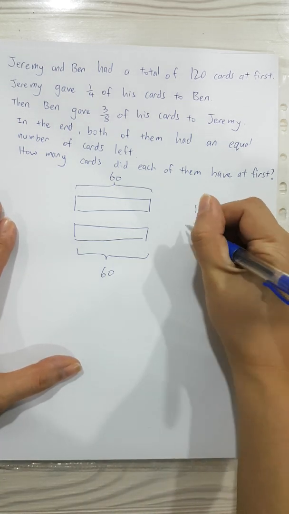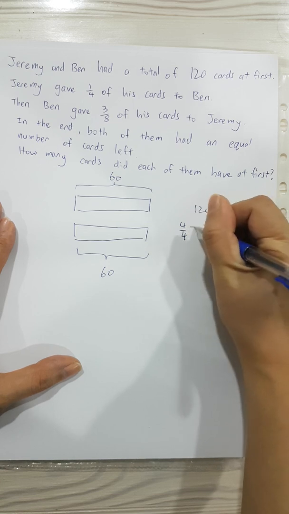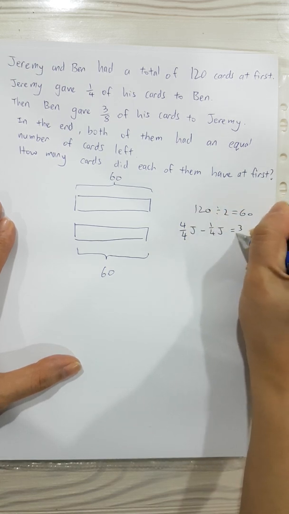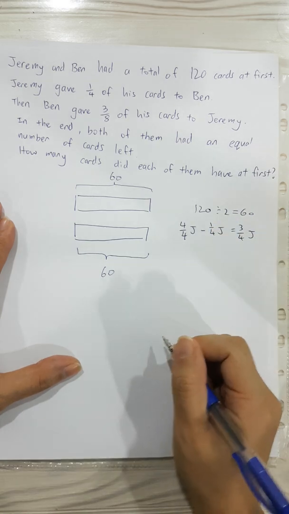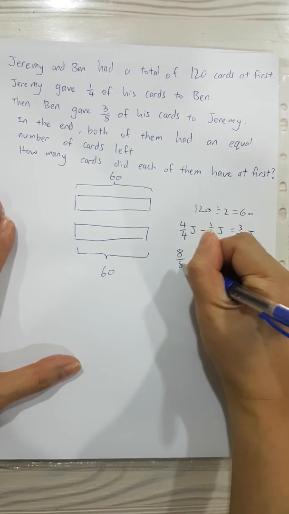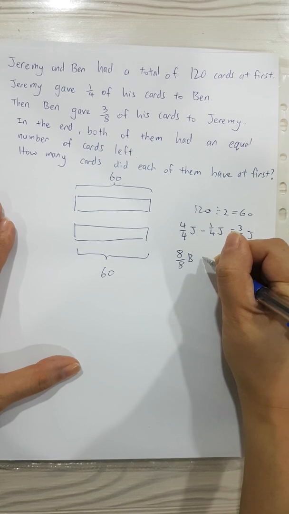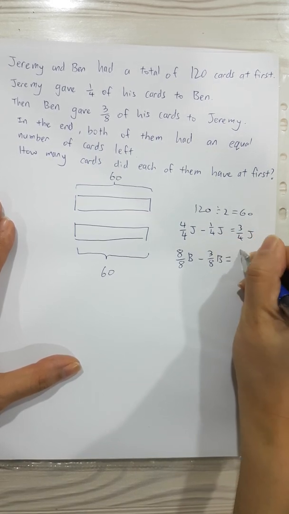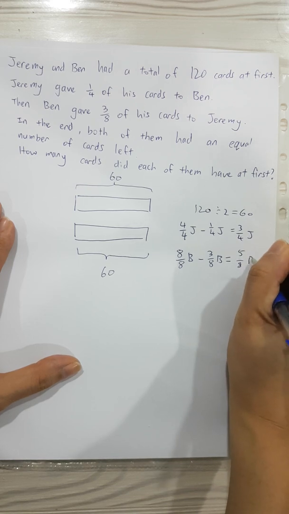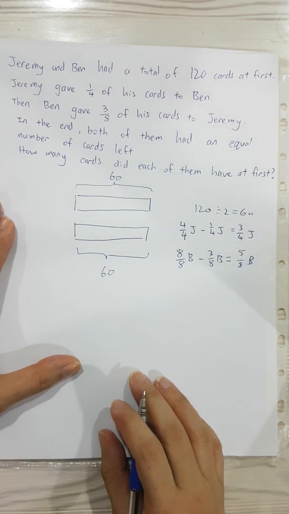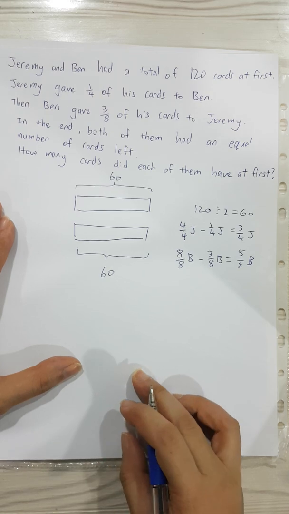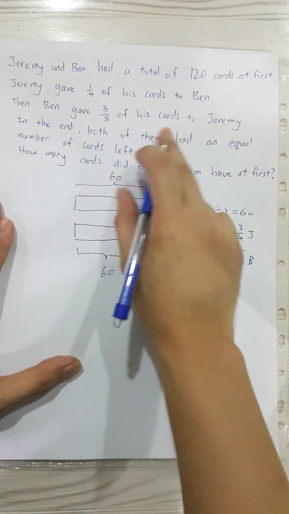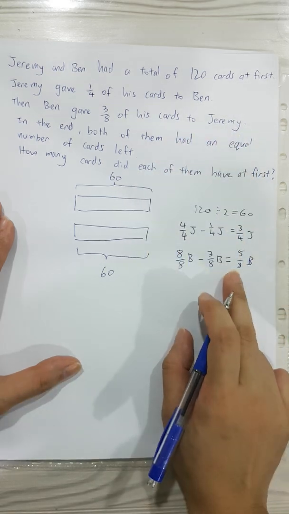So first, 4/4 J, Jeremy, minus 1/4 J equals 3/4 Jeremy. Next, 8/8 Ben minus 3/8 Ben, you will get 5/8 Ben. Okay, once you have gotten this, you will know that the last step was that Ben gave 3/8 of his cards to Jeremy. So this is the last step.